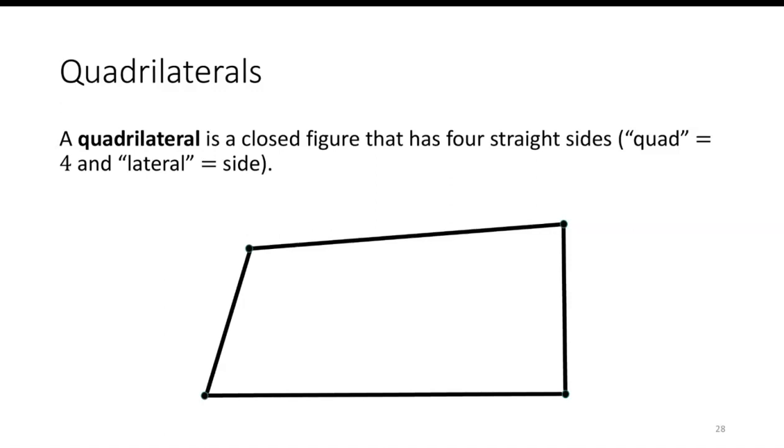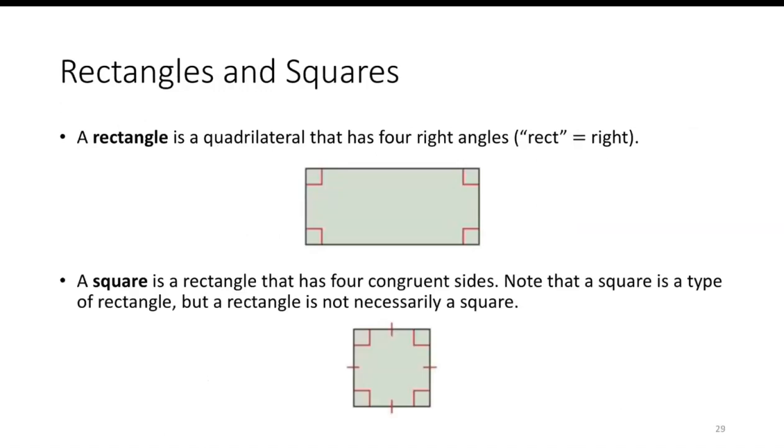A quadrilateral is a closed figure that has four straight sides. So quad basically means four, and lateral means sides, so it literally means four sides. In terms of special types of quadrilaterals, a rectangle is a quadrilateral that is made of four right angles. So you can think of rect as right, and angle, right angles.